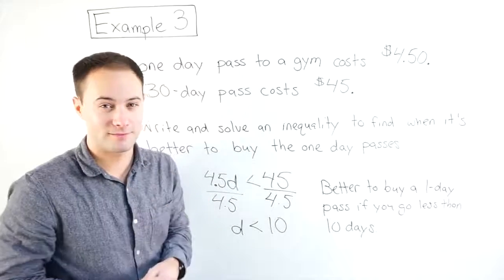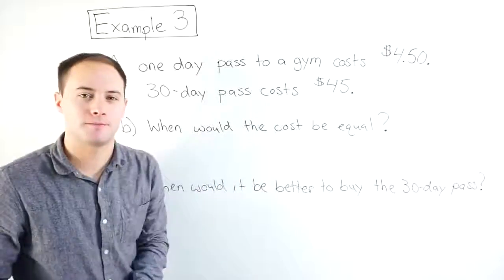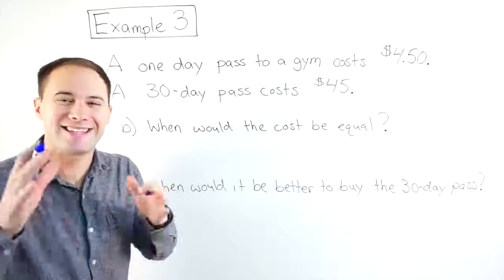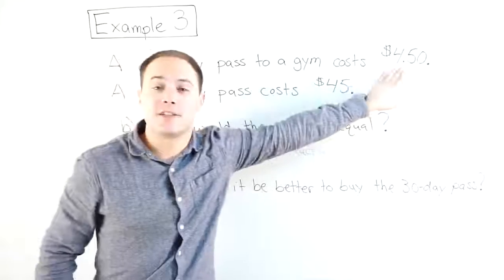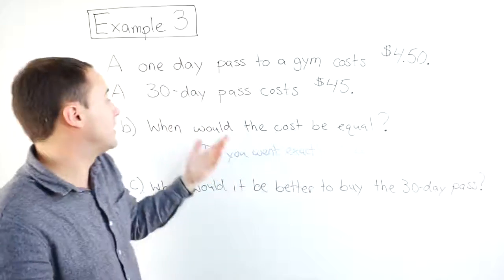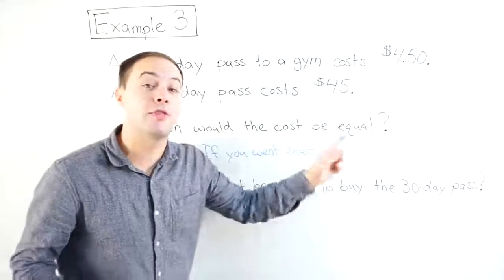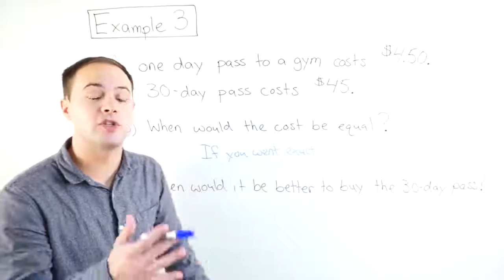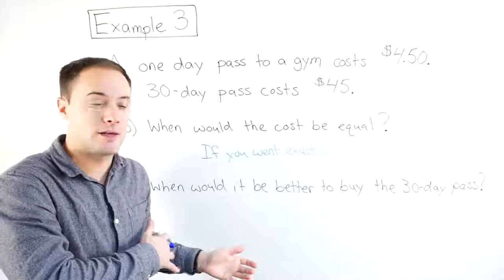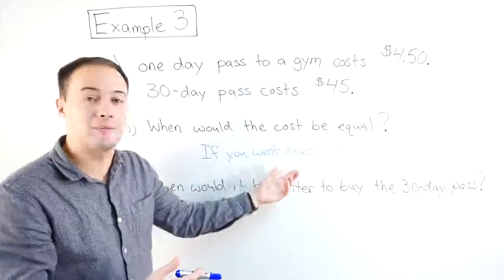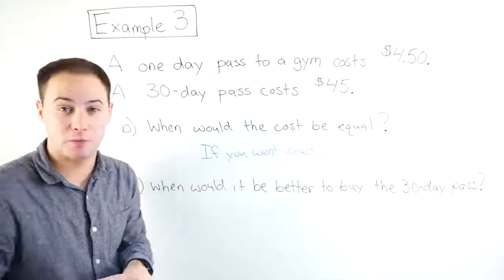Let's try one more. Okay, same problem. We're just going to do part B and part C. When would the cost be equal? The cost would be equal if you went exactly 10 days. Right? If you went 10 days, 10 times $4.50 would be $45. If you went 10 days with a month pass, well, it's still $45. And last one, when would it be better to buy the 30-day pass? Well, if it was cheaper to buy the day pass if you went less than 10 days, and if you do exactly 10 days, it doesn't matter. Well, then if you go more than 10 days, the 30-day pass would be the better deal.